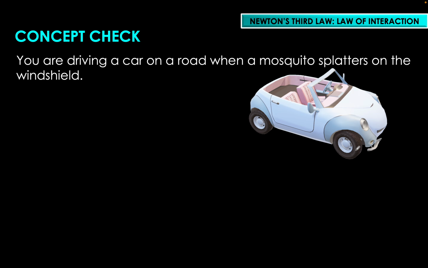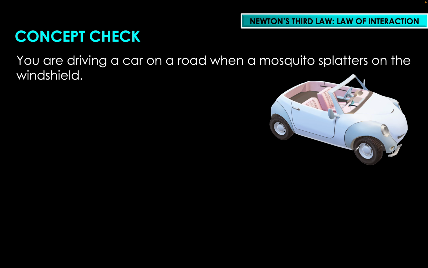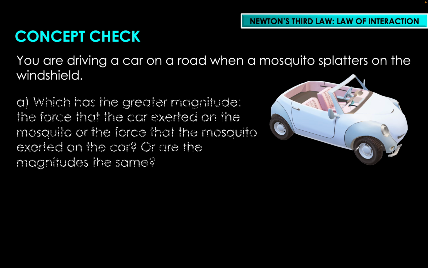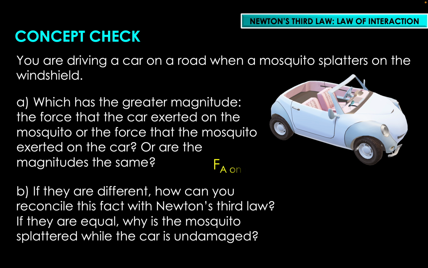Next, for a concept check: you are driving a car on a road when a mosquito splatters on the windshield. Which has greater magnitude, the force that the car exerted on the mosquito, or the force that the mosquito exerted on the car, or is the magnitude the same? Well, according to Newton's third law, those forces are the same. The car exerts a force on the mosquito, and the mosquito exerts back the same amount of force on the car. That's what Newton's third law says.